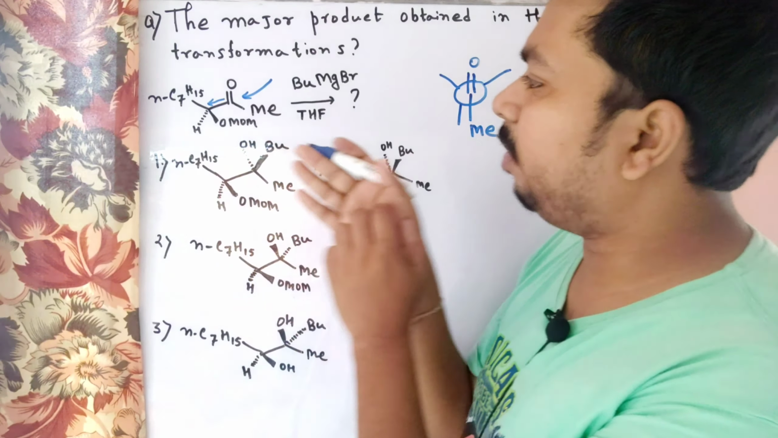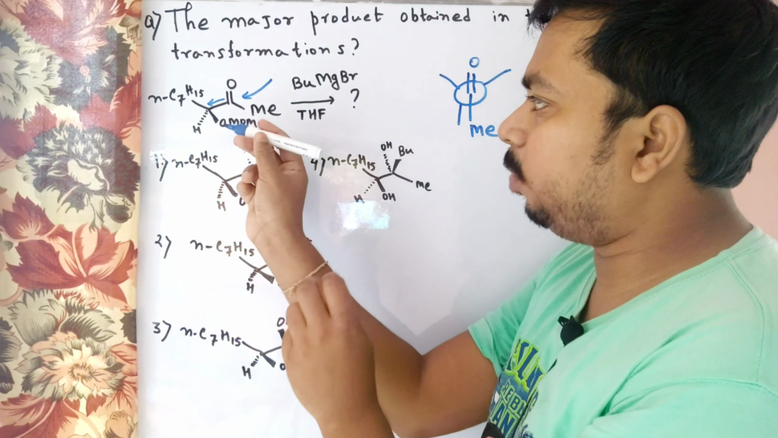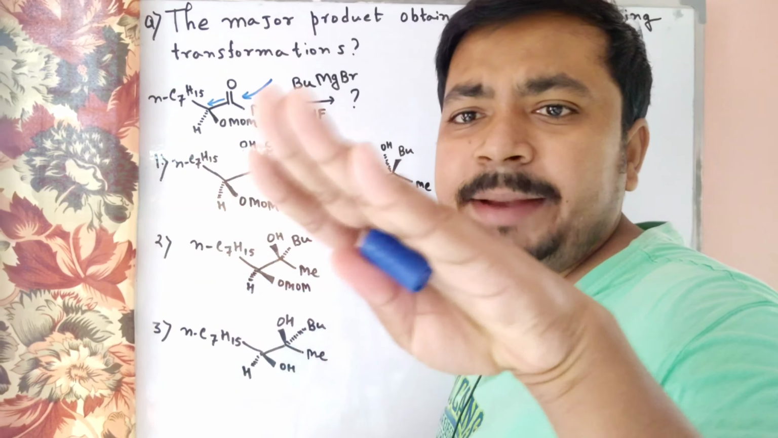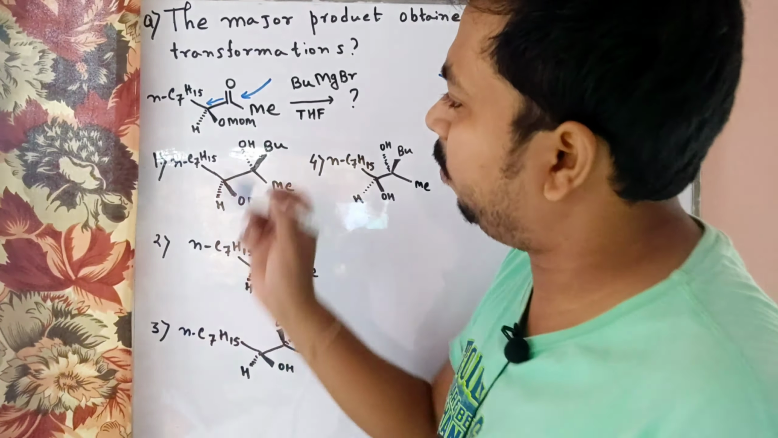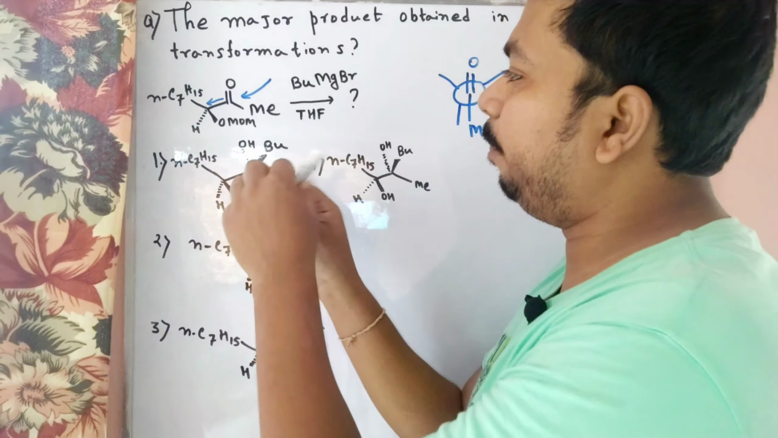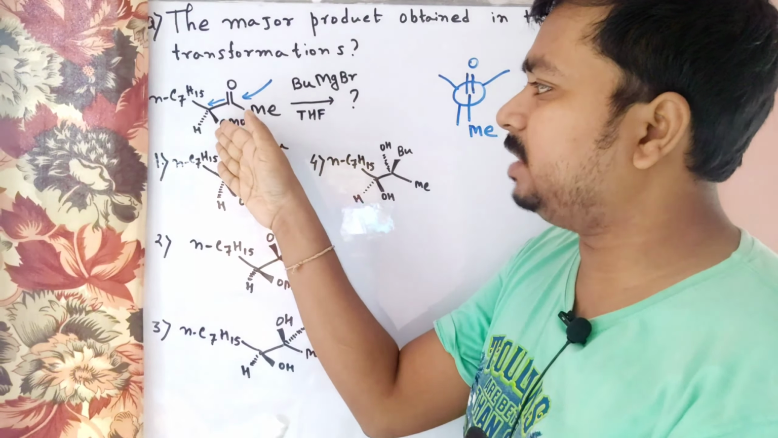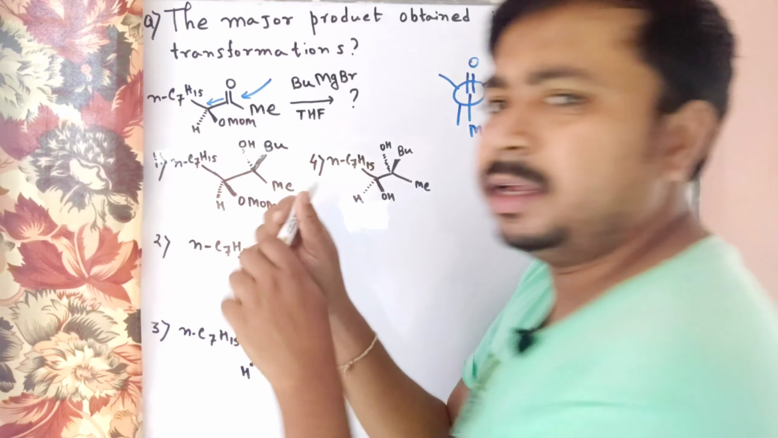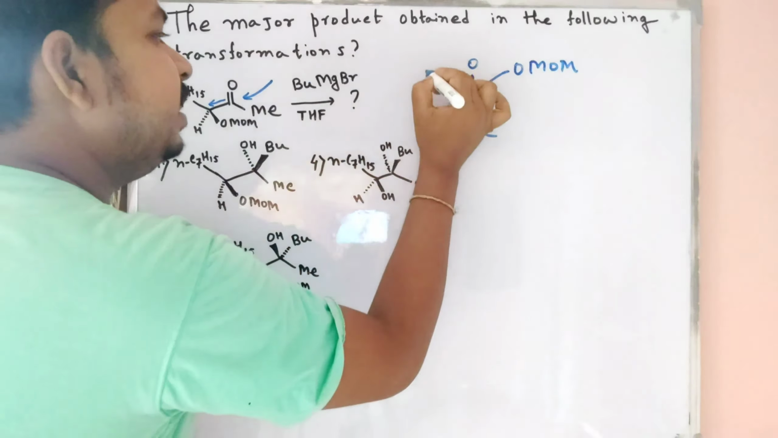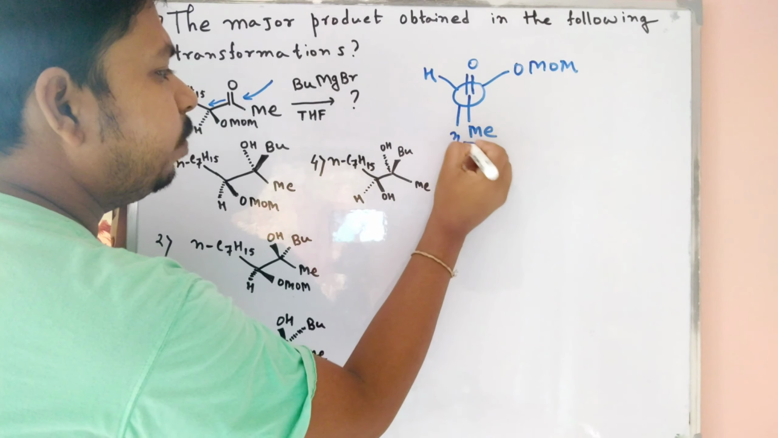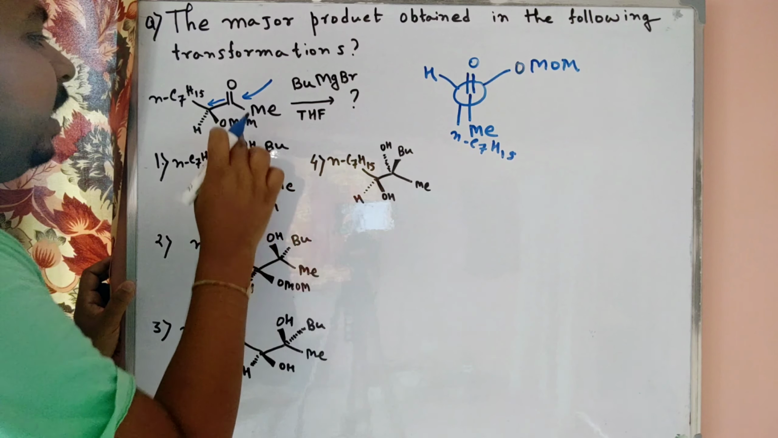Now we can see from this side. When we present the upward position of the bond, our OMe is on the right side and H is on the left side. When you view from this side, OMe is on the right side and hydrogen is on the left side. So now we can easily place OMe and hydrogen here, and this bulky group is present on the downside of the bond. Now we can easily convert.